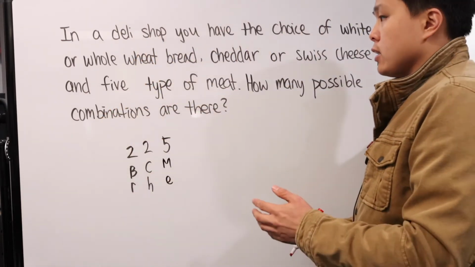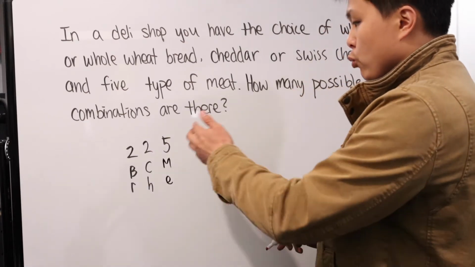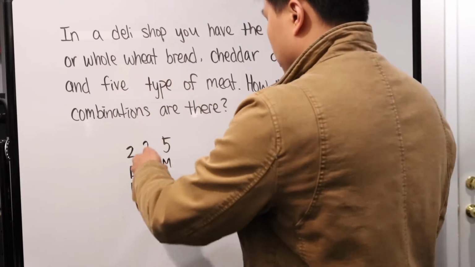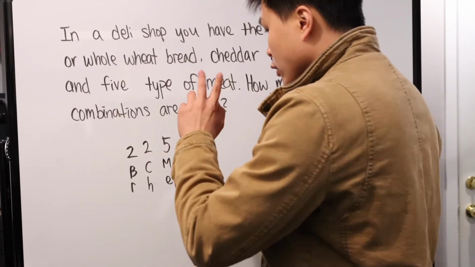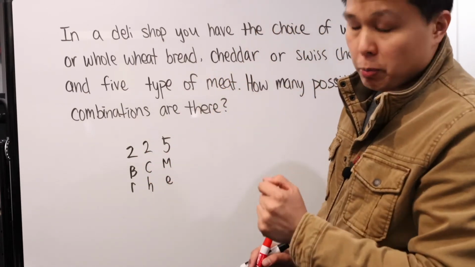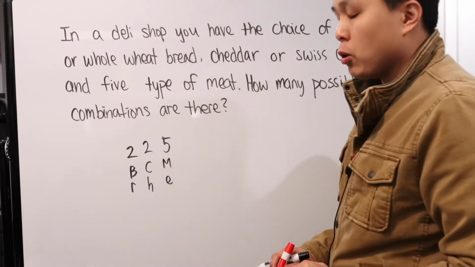So when we look at this, the possibility, we can choose whichever type of bread, 2 possibilities. For every 2 possibilities, we can choose 2 types of cheese. For every 2 types of bread with the 2 types of cheese, we can actually choose 5 different types of meat. So in this case, we're actually going to have to multiply them all.